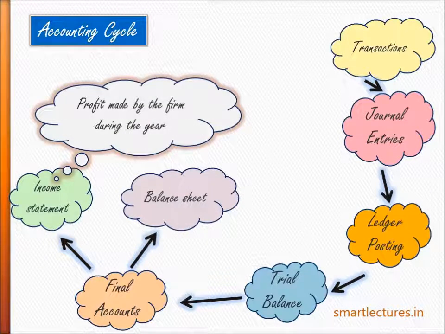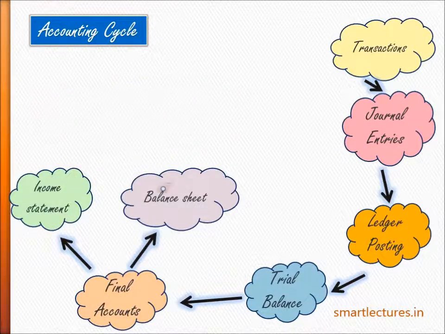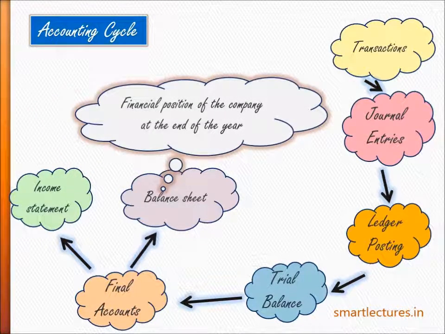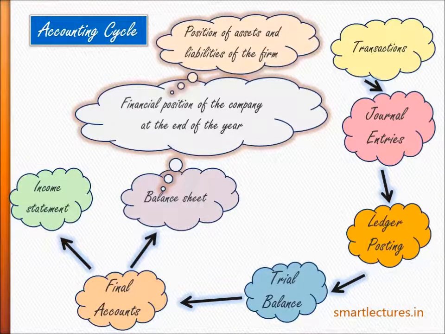The income statement tells us about the profit made by the firm during the year, and the balance sheet tells us about the financial position of the company at the end of the year. Financial position means the position of assets and liabilities of the firm.